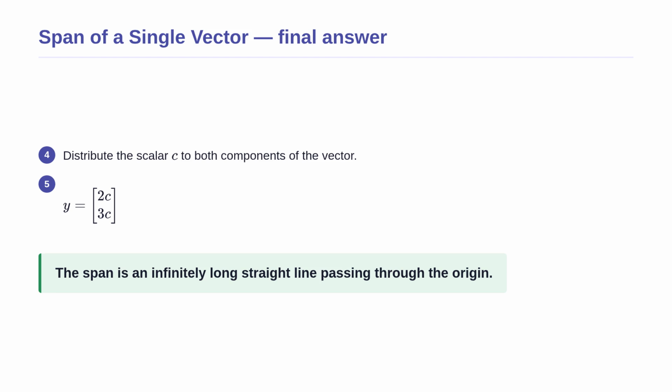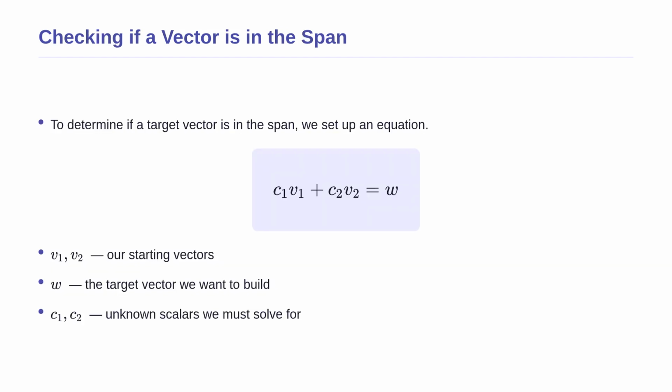Because c can be any number, this process creates an infinite number of vectors that all lie on a single infinitely long straight line passing through the origin. Physically, a single vector can only ever span a line. We have seen how to generate a span.